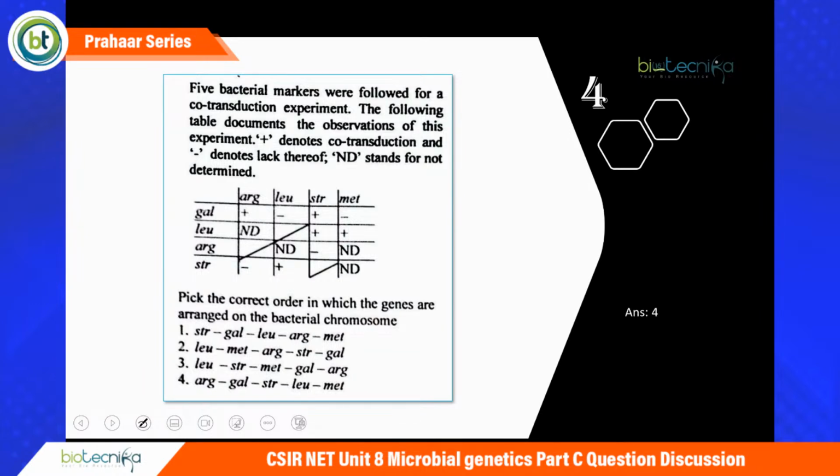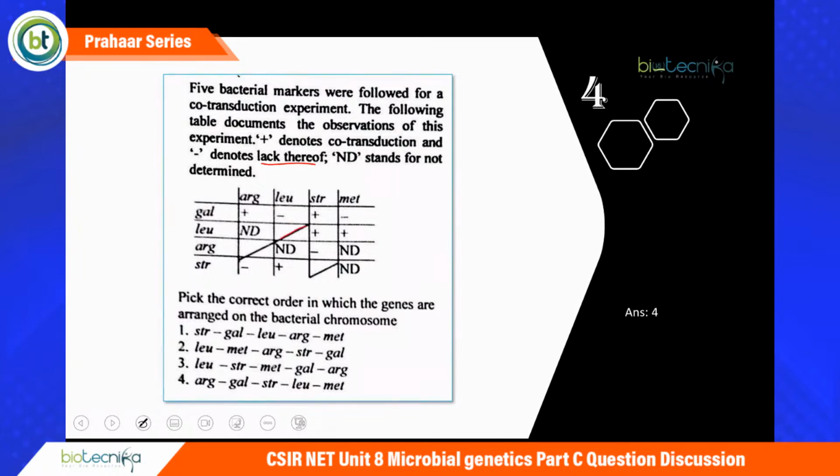So 5 bacterial markers were followed for a co-transduction experiment. The following table documents the observation of this experiment. Plus denotes co-transduction and minus denotes lack thereof. ND stands for not determined. Lack thereof means co-transduction did not happen. So here, this table is given, right?